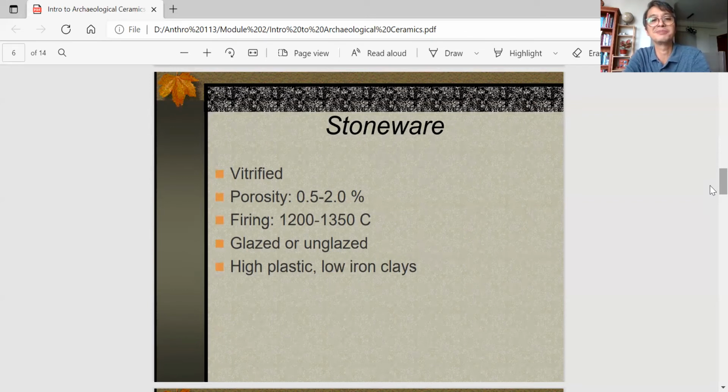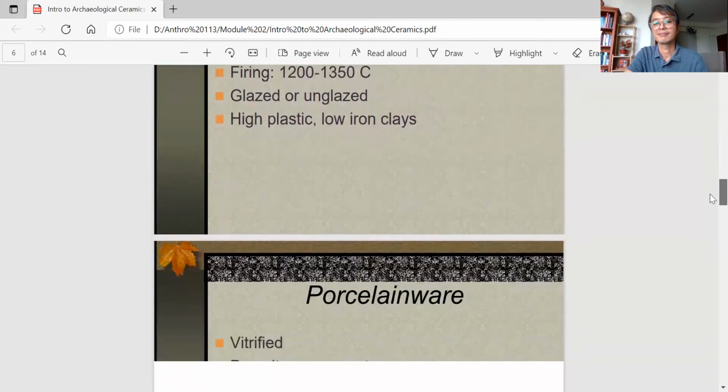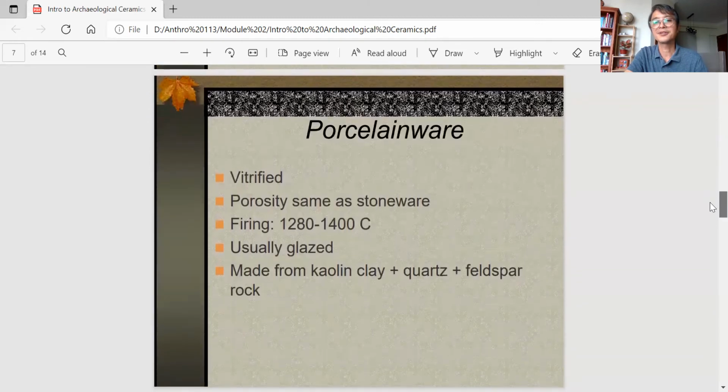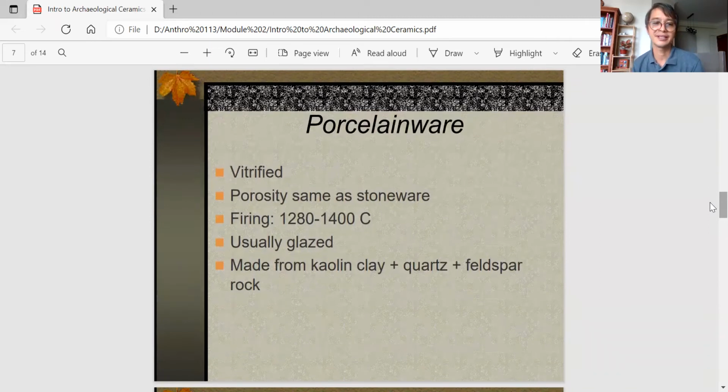Stoneware, as I've said, could be glazed or unglazed, no? And it is made from high plastic and low iron clays. The third type would be porcelain. So it is also vitrified, just like your stoneware. Porosity is also the same. It is less porous than earthenware, almost the same as stoneware.